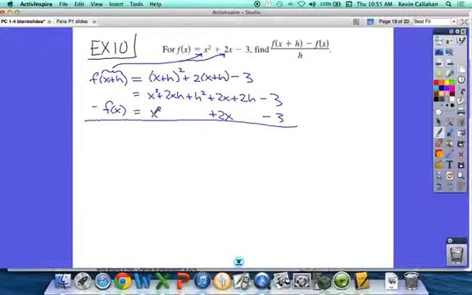x squared minus x squared, cancel. 2xh plus h squared. 2x minus 2x, cancel. Plus 2h. And minus 3 minus negative 3, 0. Cancel. When you do this in the difference quotient, every term that doesn't have an h in it will cancel. Every term. Always. Your f of x will always cancel with something that was in the f of x plus h.